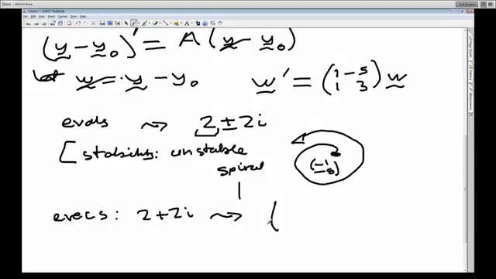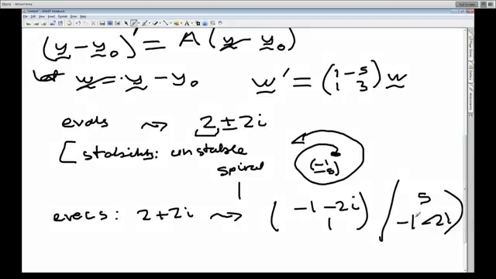So there's a little bit of work here. There's more than one way of writing it down. So (-1 - 2i, 1), for example, is one way of writing it down. You could alternatively write it down as 5 times (-1 - 2i), I think it is, if I got it right. These two are actually the same, except they differ by a scalar multiple.